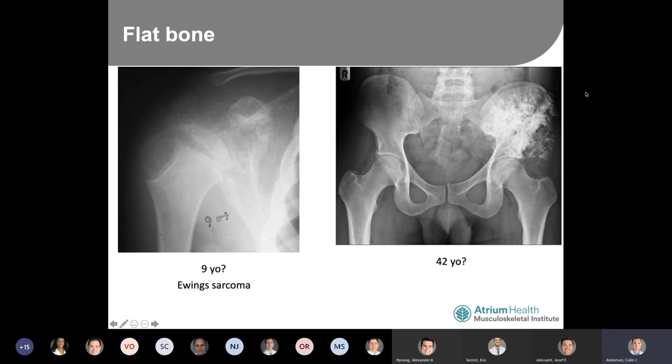And then the corollary to this is in an adult, we often see that flat bone lesions are more likely to be chondrosarcoma, as evidenced here with this large expansile cartilaginous appearing lesion based on the left iliac wing.